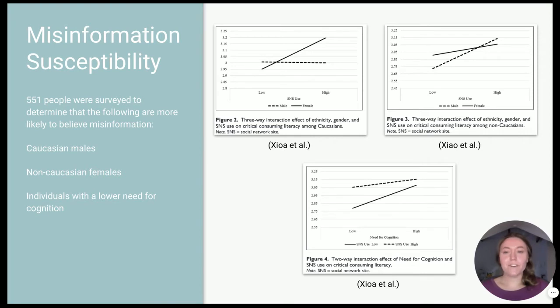A survey of 551 young adults was used to determine who was at greater risk of falling victim to misinformation online. Researchers considered demographic characteristics, social networking site usage, and their personality factors. Their findings showed that those who had a lower social networking site usage were less likely to engage critically with the information that they encountered. This was especially true amongst Caucasian males, non-Caucasian females, and individuals with a lower need for cognition. This is why it's so important for young adults who decide against seeking a higher education to be extra cautious of the media that they consume.